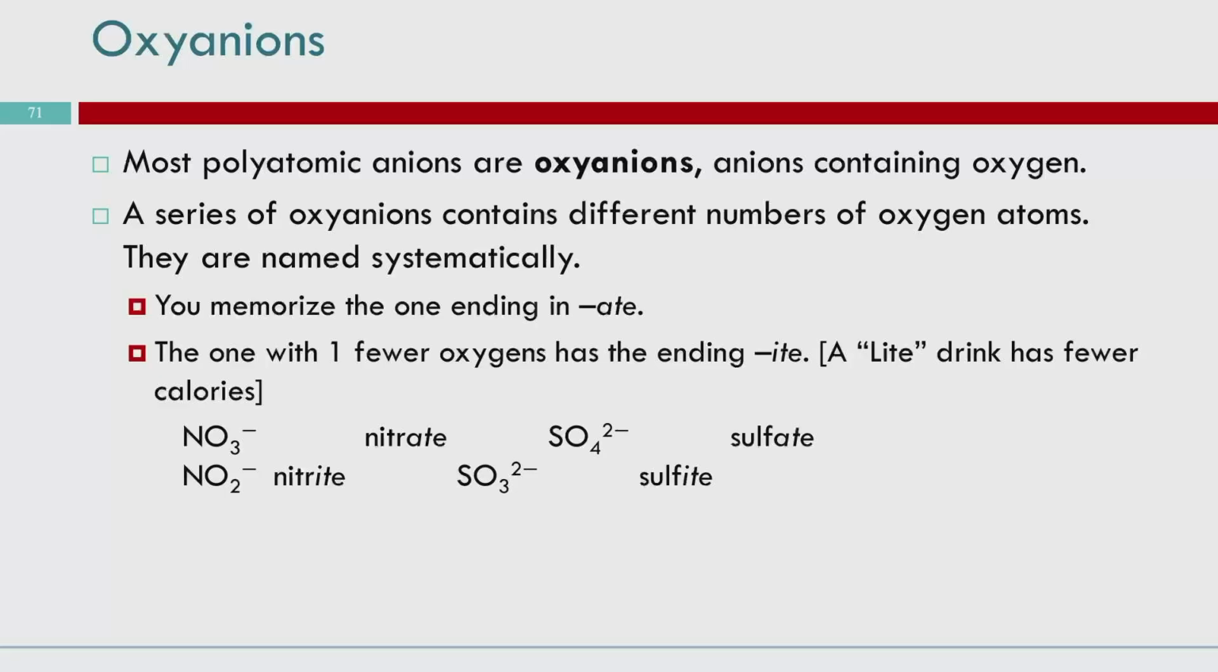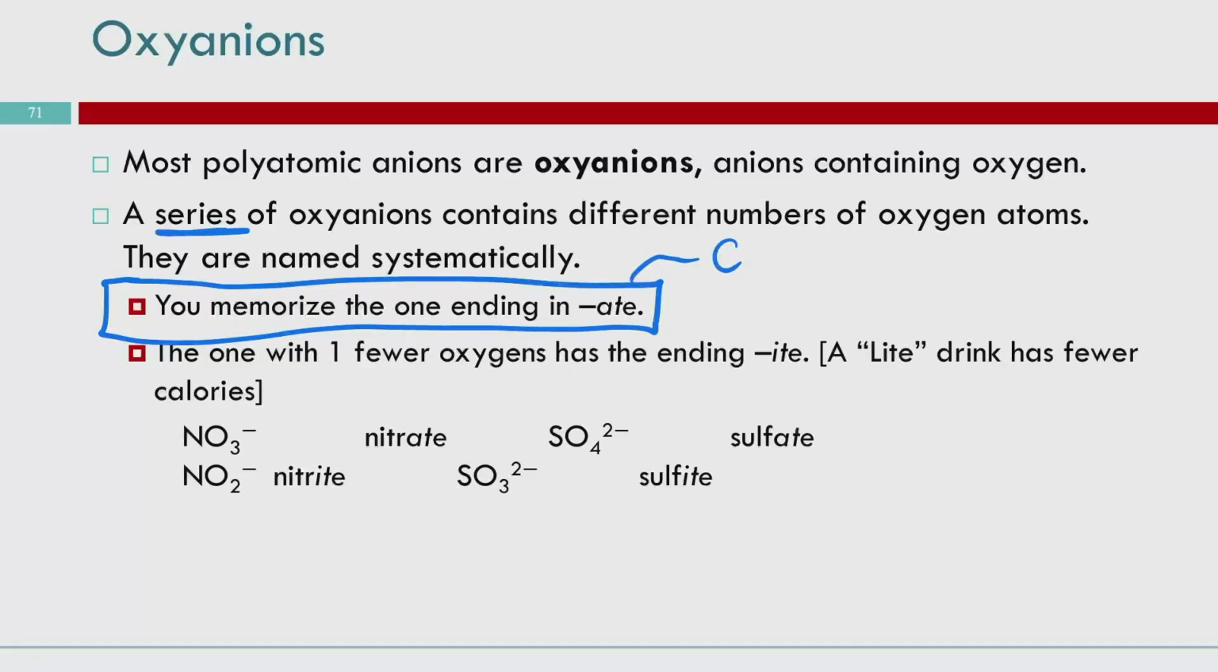And oxyanions contain a series, so there's a couple for each of them, and the naming is different for each of those. It's a systematic naming, so you have to memorize one or look up one and then know how to change the name to get to the other ones. If you're going to memorize one, you should memorize the one that ends in ATE.